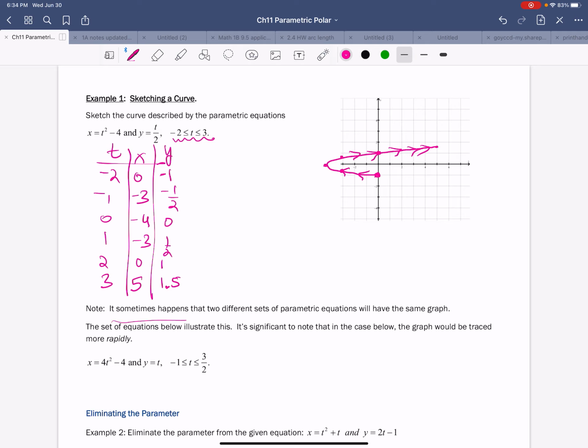Note, sometimes it happens that two different sets of parameters will give you the same graph. So go ahead and plot this equation, and you will get the same graph as the previous one. And here the t goes from negative 1 to 3 halves. So the same graph can be represented by more than one parametric equation.